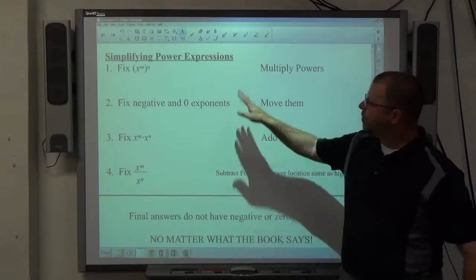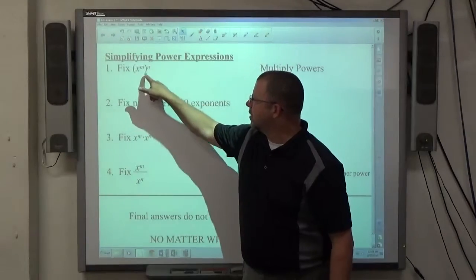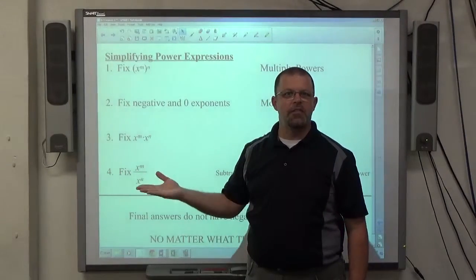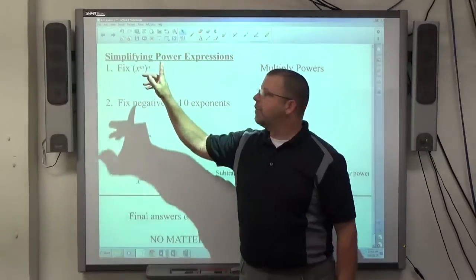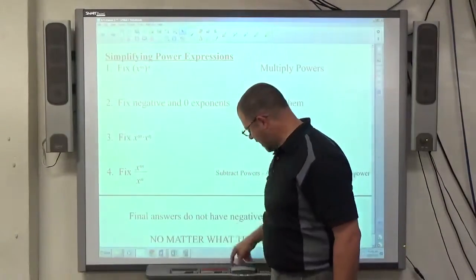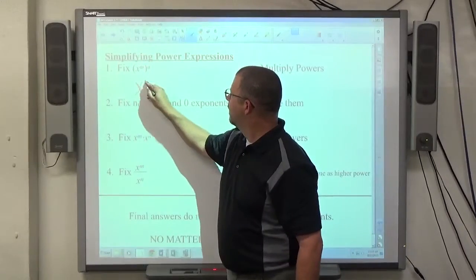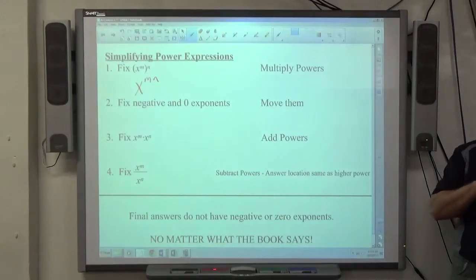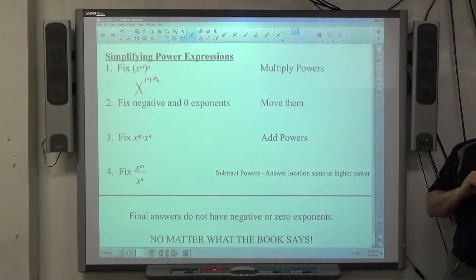Okay? So, the first thing you fix is this picture. A power expression raised to a power. If it's there, do it. If it isn't there, skip it. And if it is there, to do it, you multiply the powers. X stays the same. The powers multiply together. And you should go ahead and put this on your sheet, the x to the mn. All right?